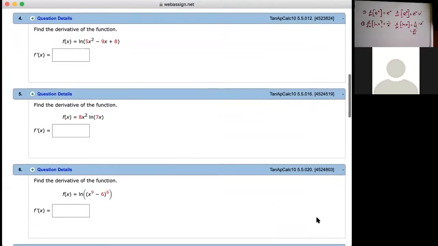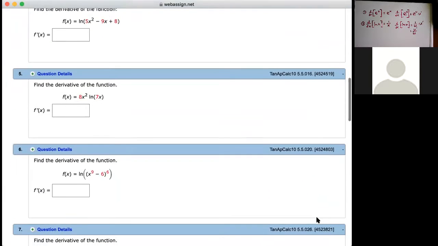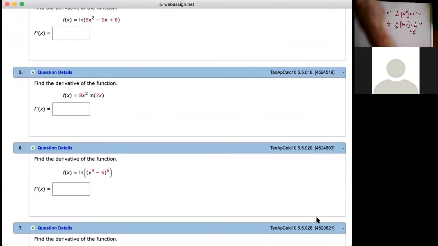and then call that good from this section. So maybe I'll do problem 5. I'll talk about it and copy it down and then switch back to the whiteboard here. So problem 5, I have f of x equals 8x squared times the natural log of 7x.